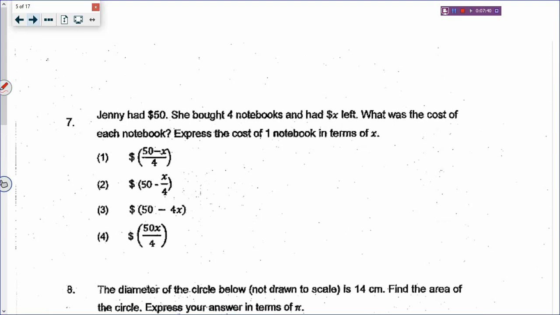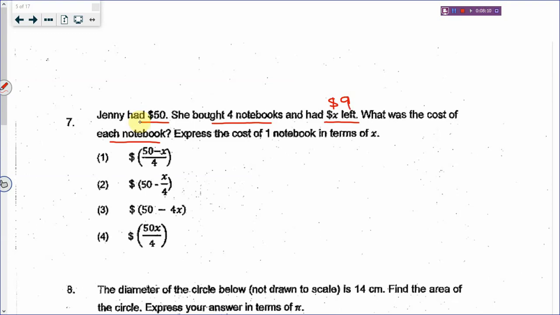Now, Jenny had $50. She bought 4 notebooks, and then she had X dollars left. What was the cost of 1 notebook? Alright, now, some of you may have difficulty trying to do algebra problems. Now, there is a way to solve problems like this. Alright, if you are not sure, you're confused, then just give any number to represent X. For example, maybe 9. But give a small number, a simple number. Don't give too big numbers.